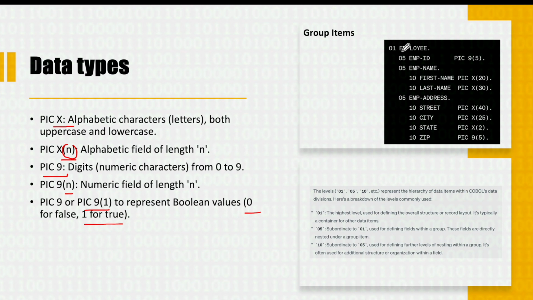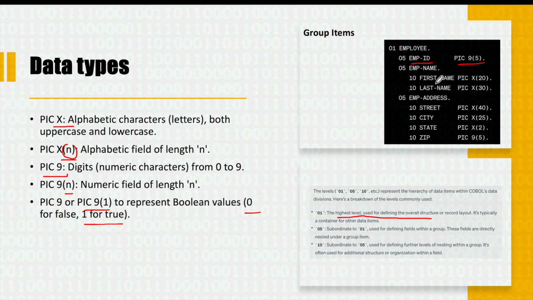So there would be a group 1. Okay, so group 1 is what? The highest level used for defining the overall structure is called group 1. Then the subchild employee ID, which is what? If you see, PIC 9(5). So it is digits, and the length of the digits is 5.